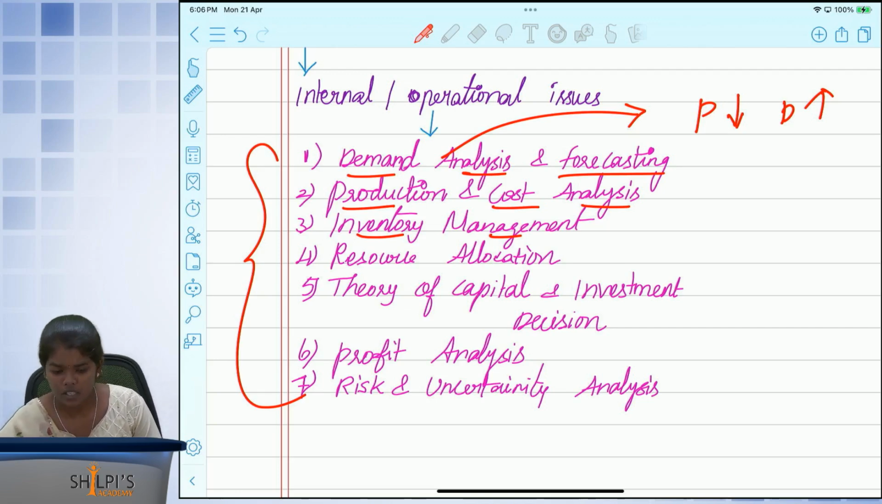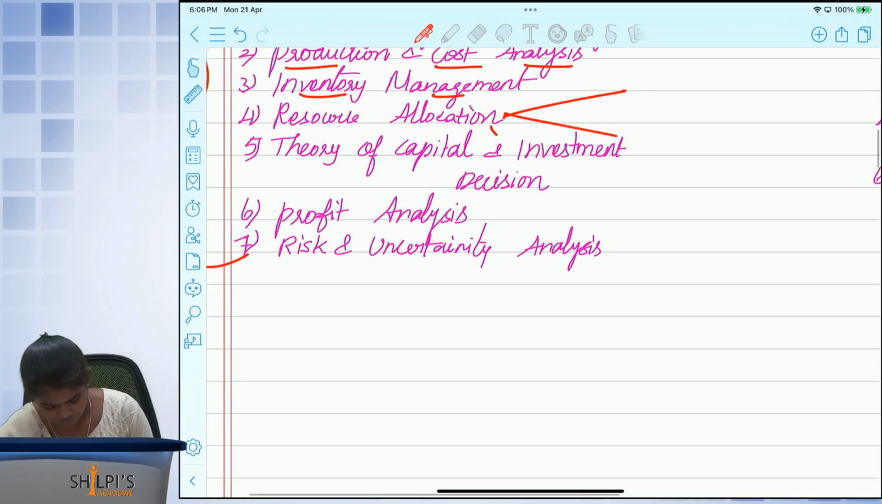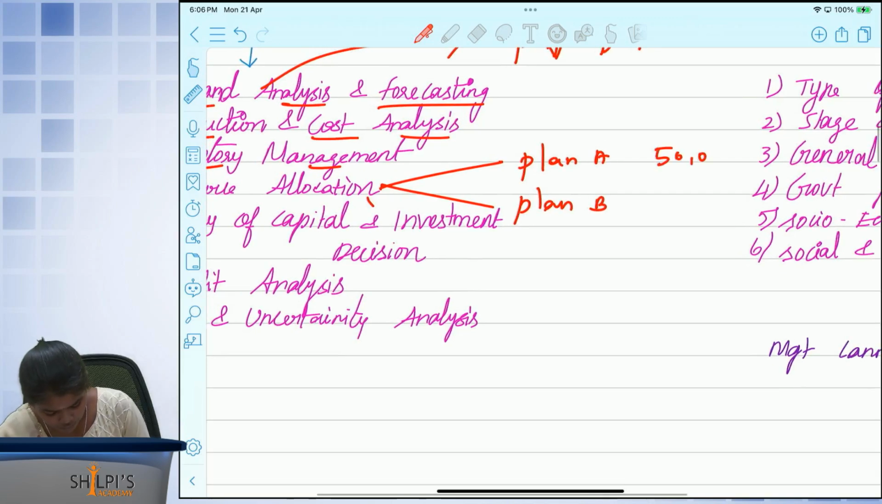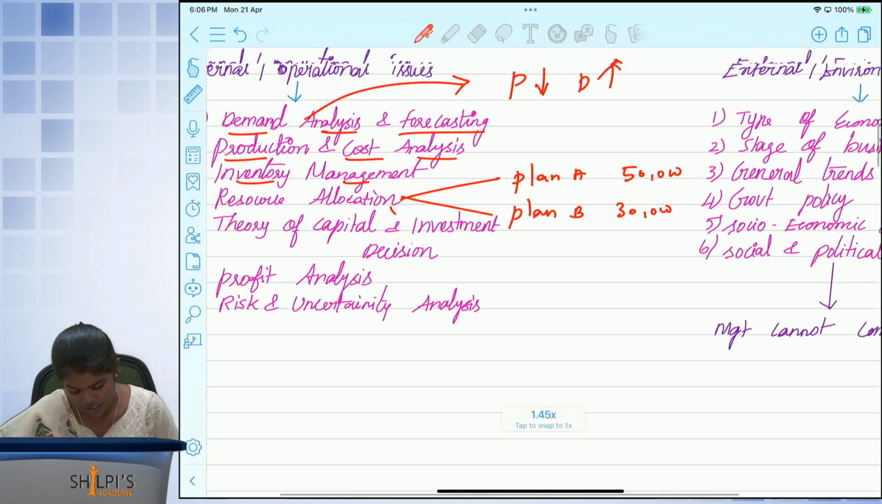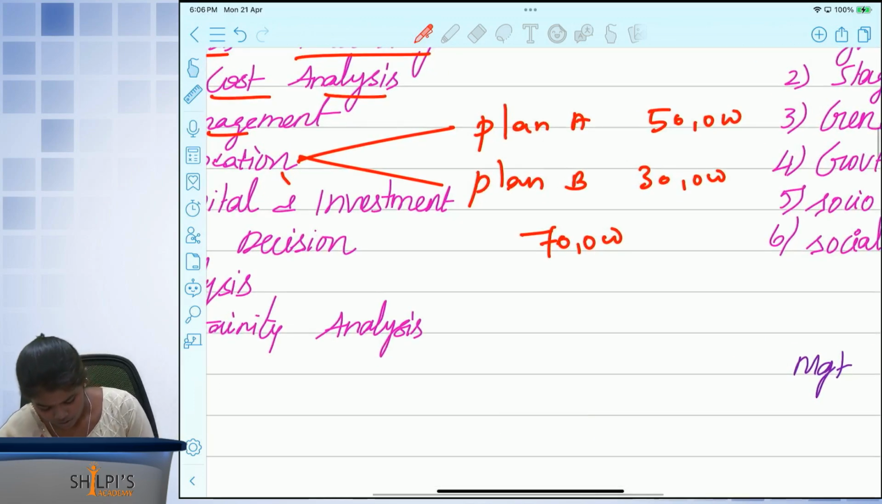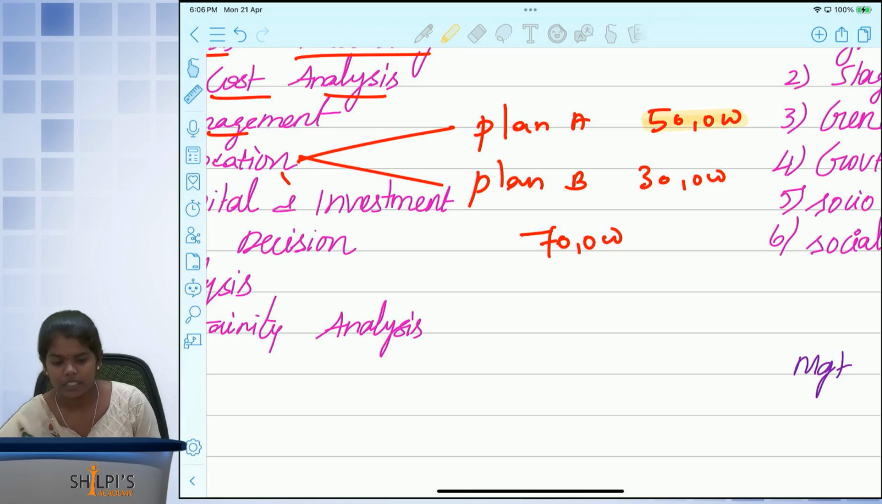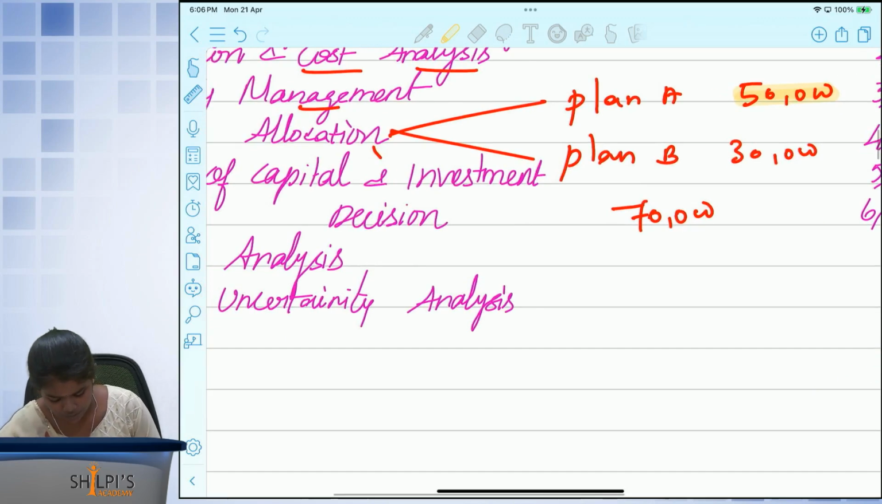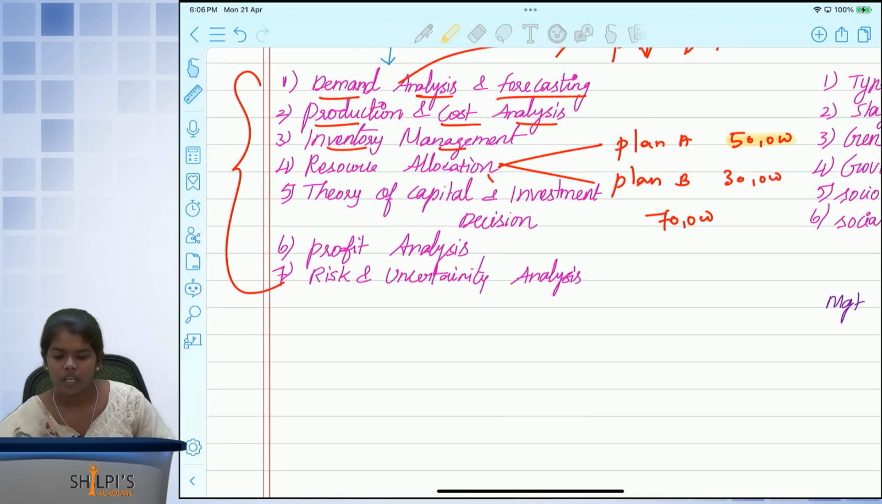For the resource allocation, we can say like that, if I am having plan A and plan B, plan A will cost around 50,000 and plan B will cost around 30,000. In this, I am having around 70,000, and in this case there is no issue, right? So we can choose project A. We are having limited funds, right? So how we can allocate the resources, we can study through this.